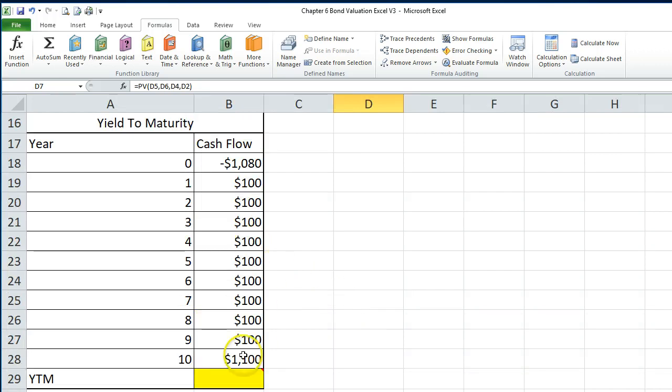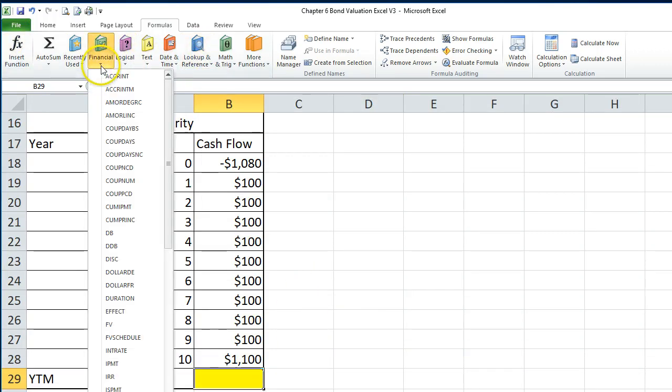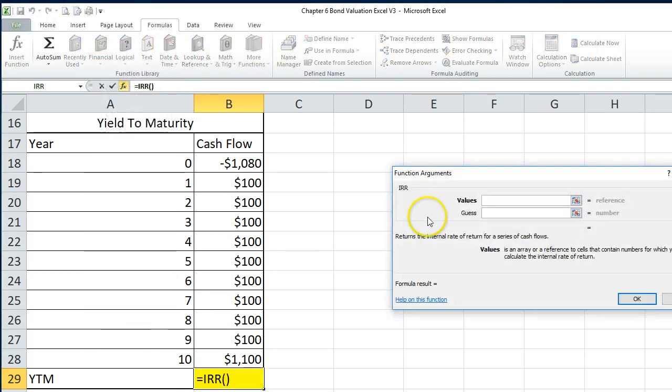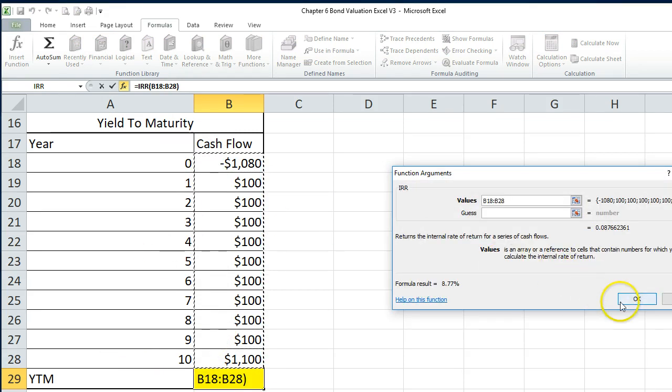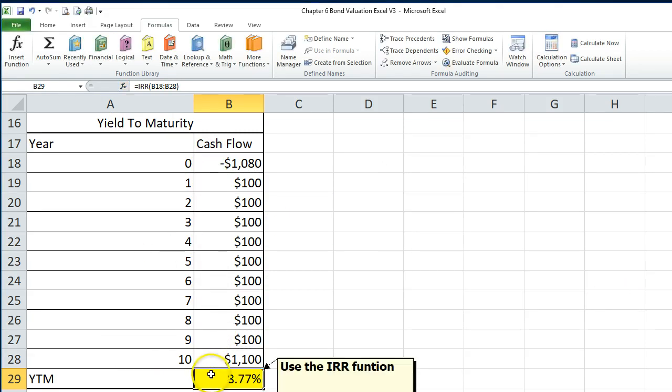So let me just resize this. You can also go, if you have the pull down of financial functions, all these functions should be able to be found in financial functions as well. So all I have to do is highlight all the values from year 0 to year 10 and select OK. And this will calculate the yield to maturity rate.